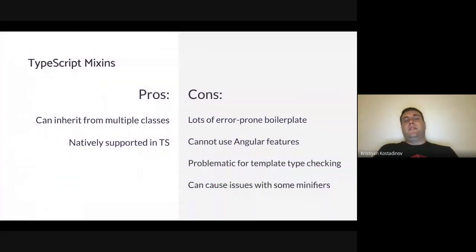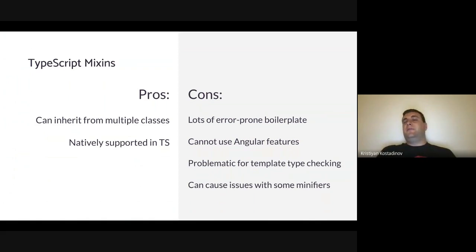So this approach has some pros and some cons. The pros are that it allows you to inherit from multiple classes at the same time, and it's natively supported in TypeScript, so we don't need to do anything special for it in Angular. But the cons, I think, are pretty significant. It's a lot of boilerplate, and it's very error prone. It also doesn't allow you to use Angular features directly. For example, if you had host bindings on one of those mixins, those wouldn't apply, and you couldn't hook into dependency injection and all that.